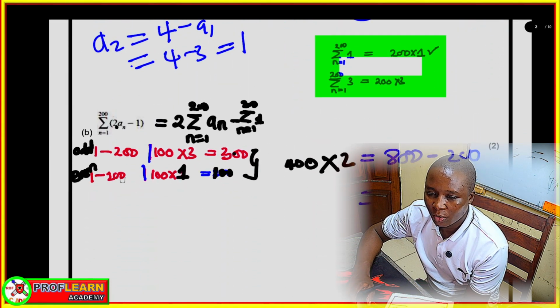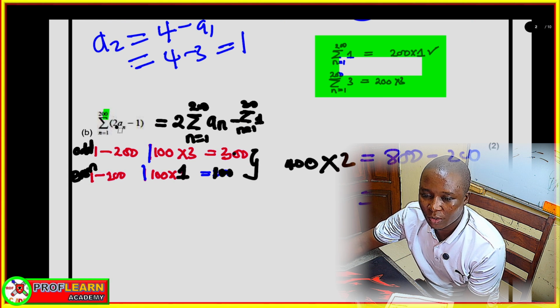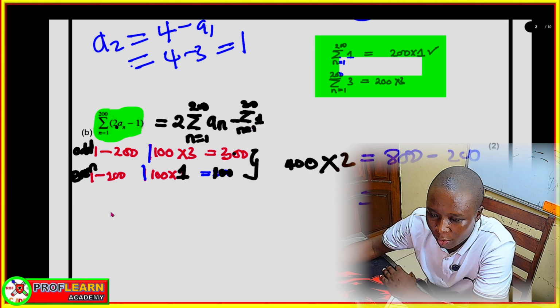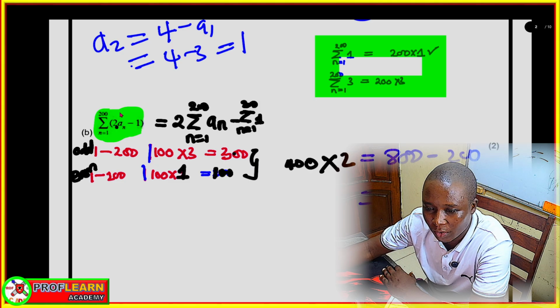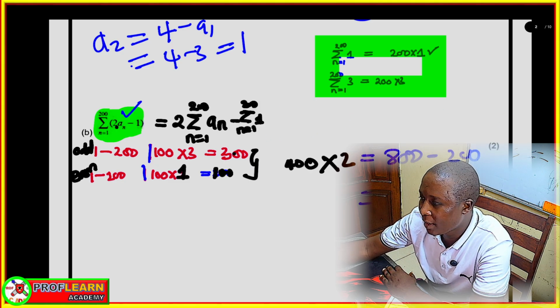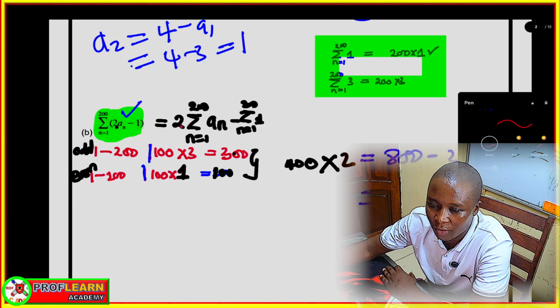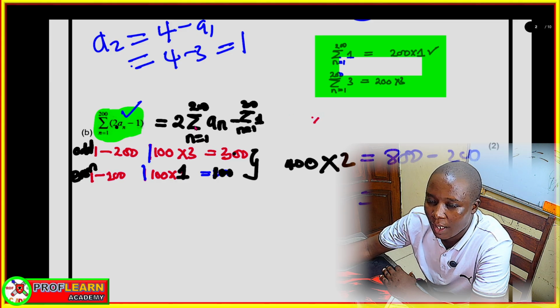Then we went ahead to also try to find out the answer to this question, the summation from n equals 1 all the way to 200 of 2an minus 1. So we said that yes, now we can split this equation that we are having here. And if we split the equation, it will become 2 in front of the summation, and we remain with a minus, because this is minus here, summation from n equals 1 to 200, but this is a constant 1.